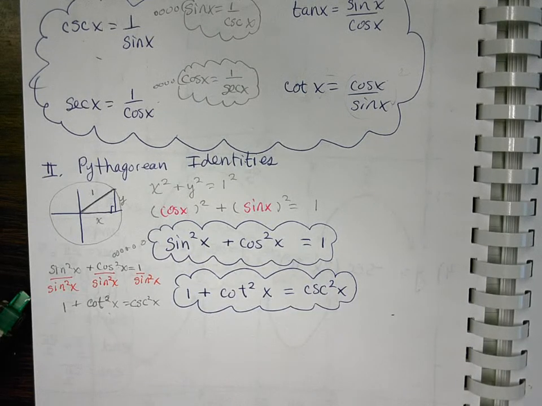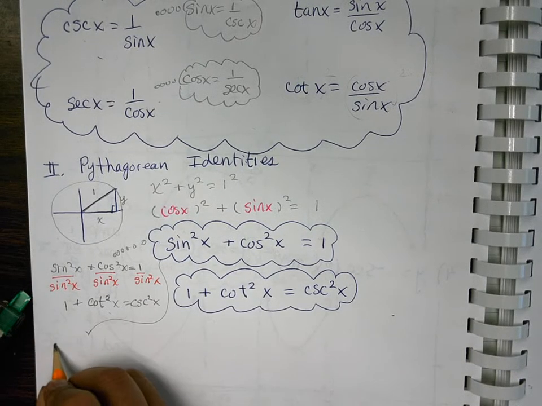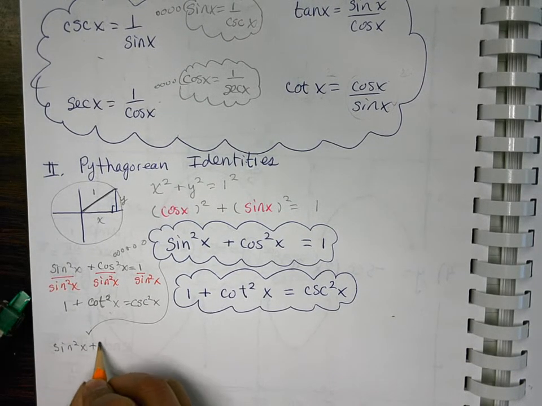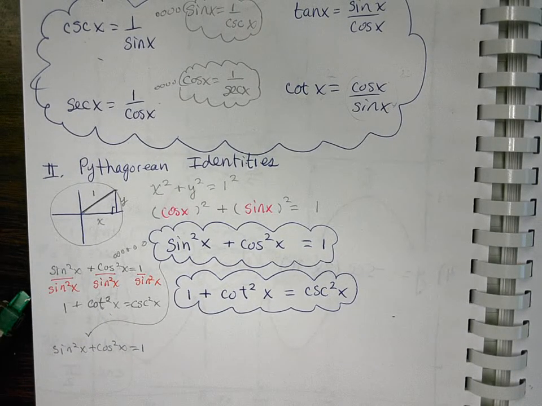All right, last one. I'm still going to take the original, which was sine squared x plus cosine squared x equals 1. But this time, what do you think I'm going to divide everything by?